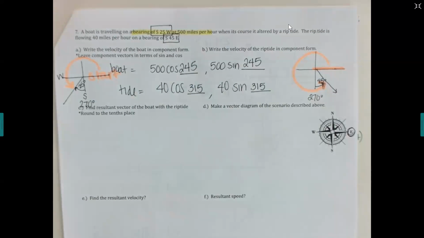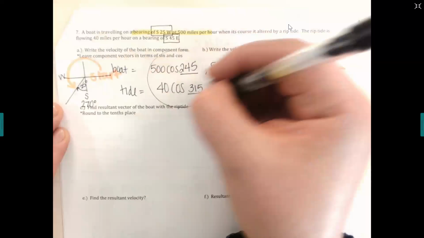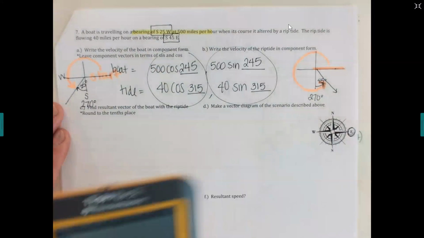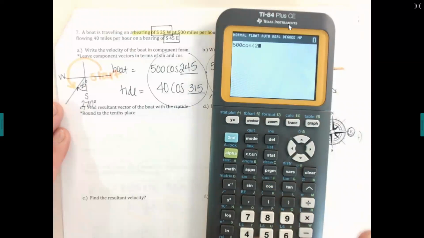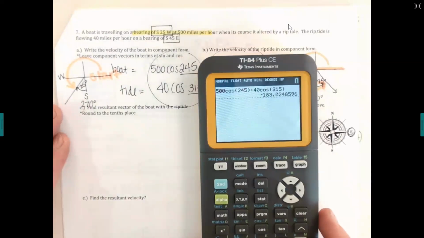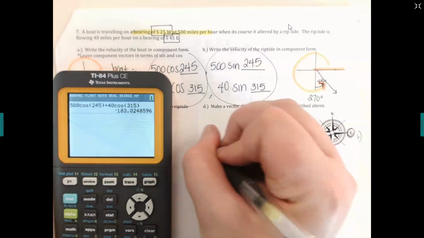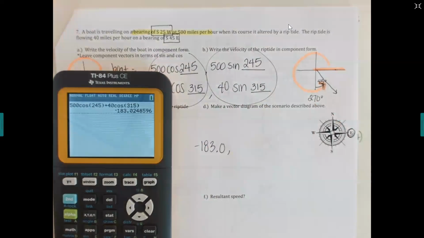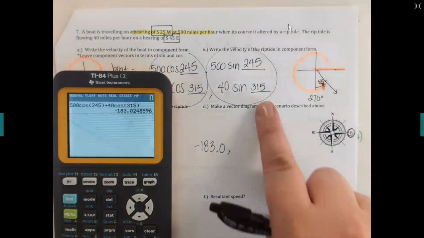Okay, so step 1, you're going to write your vectors. Step 2, you're going to add the vectors. How do we add them? X's with X's, Y's with Y's. Good, do it in your calculator. I'm going to add these 2 first. I'm going to add these 2 second. So I'm going to do 500 cosine 245 plus 40 cosine 315. You should never be adding a cosine and a sine together. That should not happen. My X came out to negative 183, and then it's 0.0. But I'm rounding to the 10th place, so I'm going to write the 0. Then I'm going to do the same thing with the Y's.